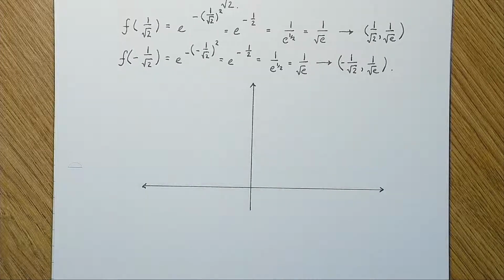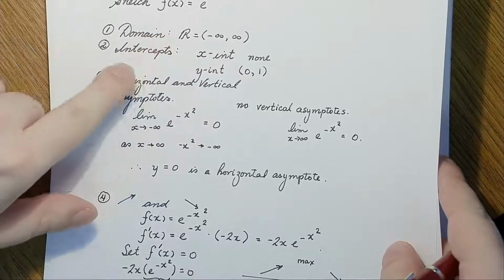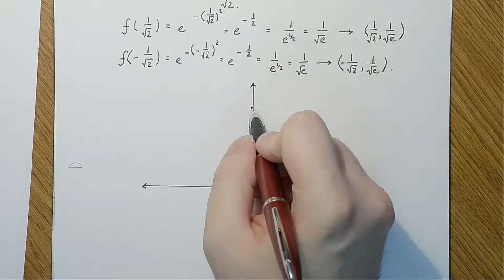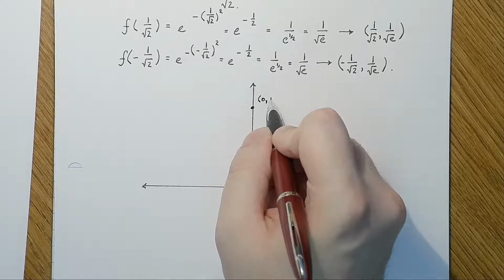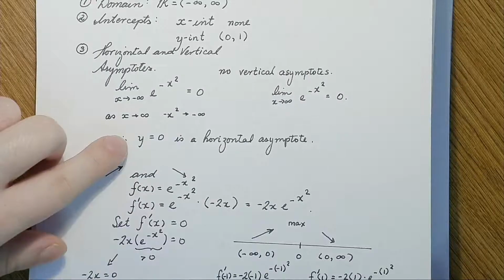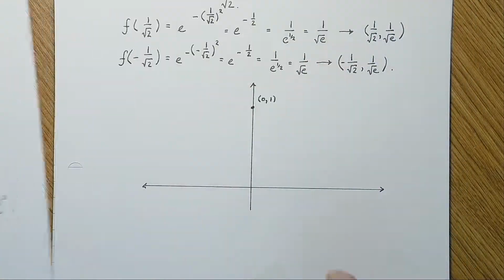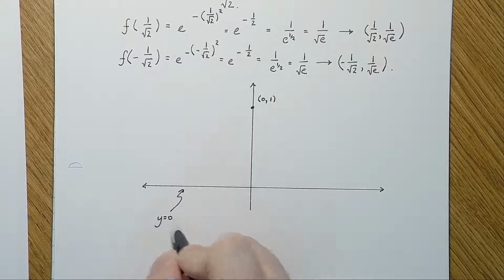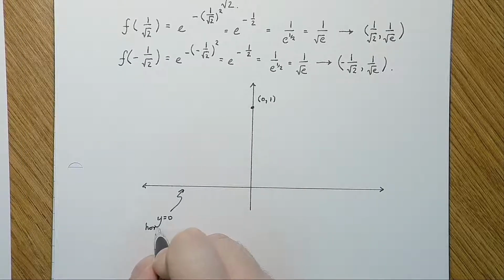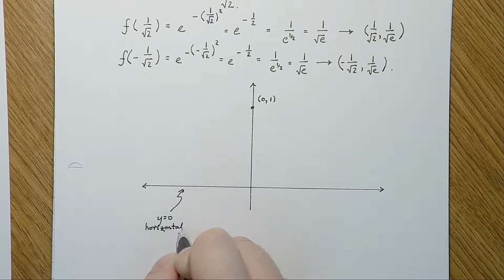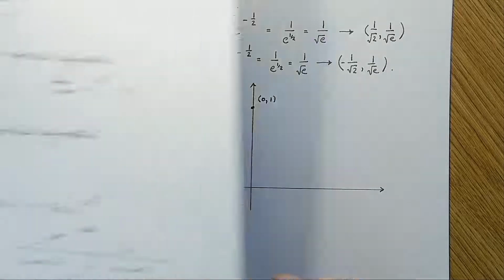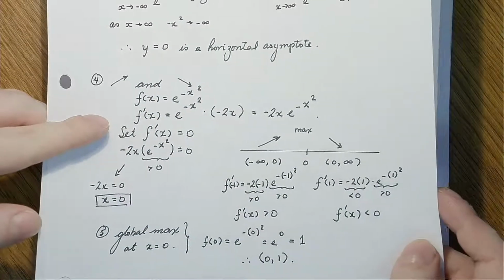Okay, so just looking over our notes, what we had done previously, we know that the domain is from 0 to infinity. We have a y-intercept at 0, 1, so I'll draw that here. I have a horizontal asymptote at y equals 0. What else do we have? We have it increasing.